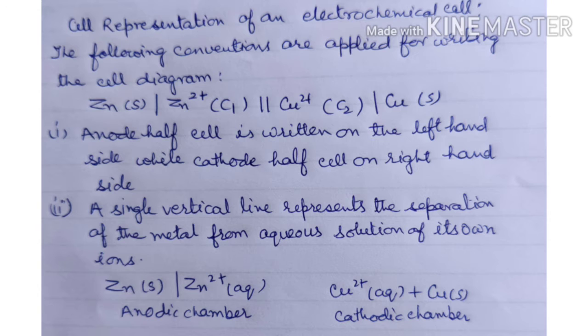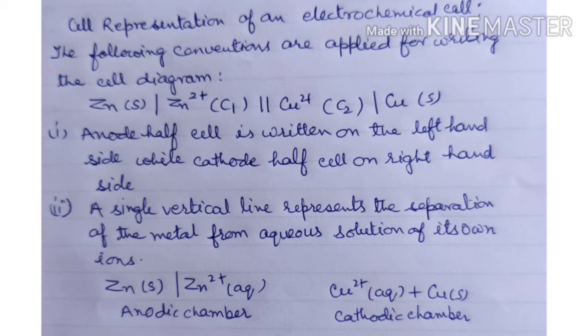Yes, today we will study the cell diagram of an electrochemical cell. The following conventions or notations are applied for writing the cell diagram in accordance with the IUPAC nomenclature recommendations that the cell is represented as this. This is the representation of the zinc copper cell.